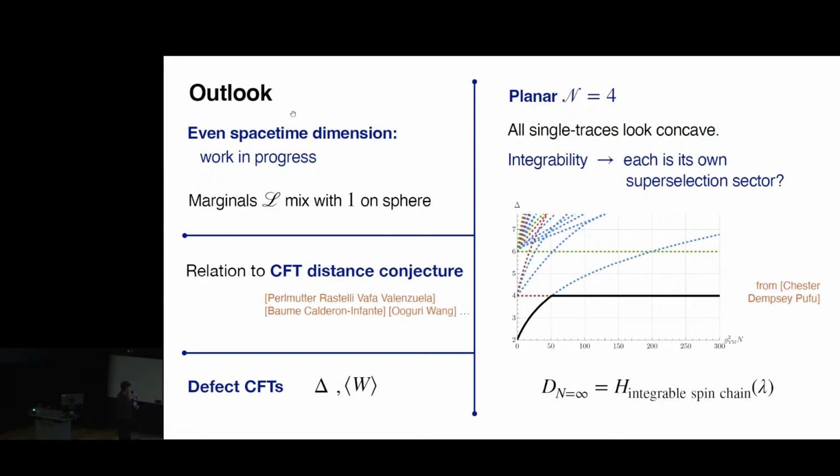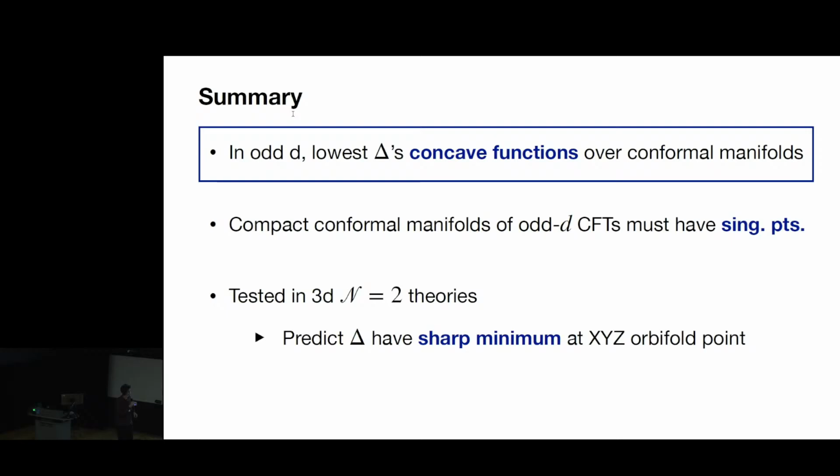It would be interesting to explore the relation to the CFT distance conjecture and also to get similar results in defect CFTs. So to summarize, in odd space-time dimension, the lowest scaling dimensions are concave functions over conformal manifolds, and compact conformal manifolds of odd dimensional CFTs must have singular points. And I tested these statements in 3D N=2 theories. Thank you.